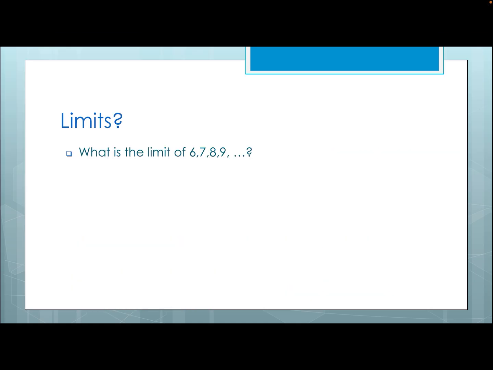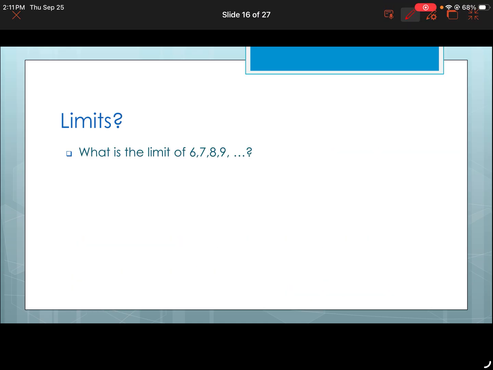What is the limit of 6, 7, 8, 9? It's going to keep going, isn't it? Every single number is going to keep going up. Even the number all the way over here is going to be like 99999, but it's going to keep going up. And so it's going to head to infinity.